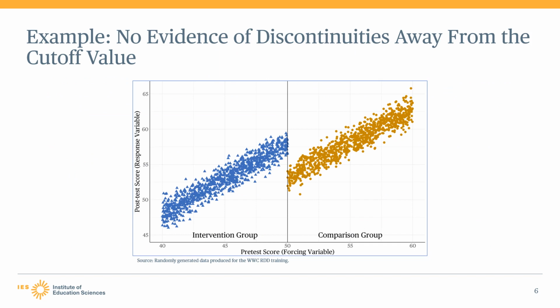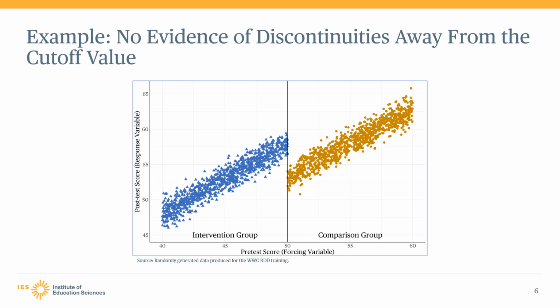Here is an example graph from a hypothetical RDD that displays the association between the forcing variable on the x-axis and the outcome variable on the y-axis. In this example, the cutoff score of 50 on the forcing variable is used to assign participants to conditions, with those scoring at or below the cutoff being assigned to the intervention group and those scoring above the cutoff being assigned to the comparison group.